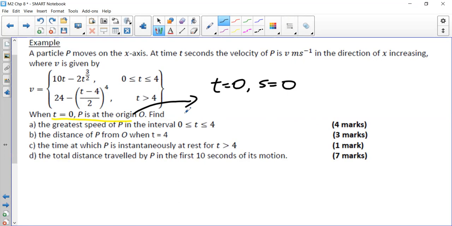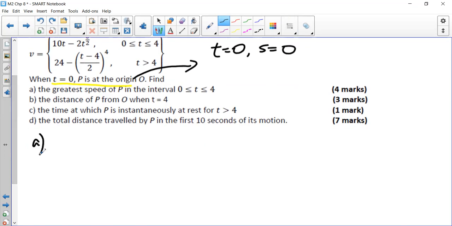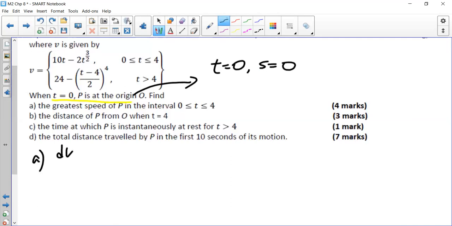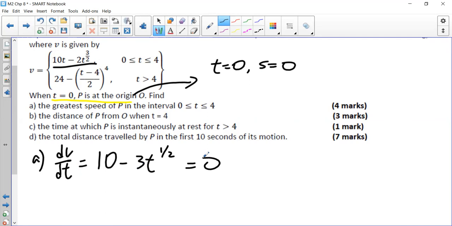Now, to find the greatest speed, what you want to do is find dv/dt. So question A, to find the greatest speed, dv/dt. Greatest means stationary point, maximum. Differentiate. When t is between 0 and 4, we use the first equation: 10 minus 3t to the power half equals 0. So let's go and solve it.